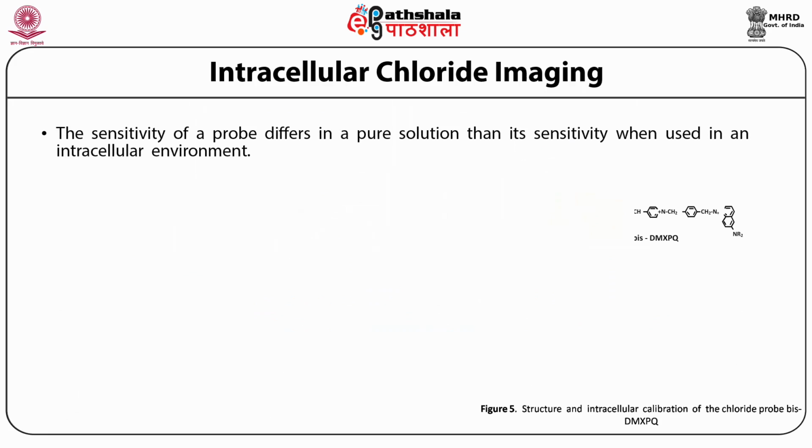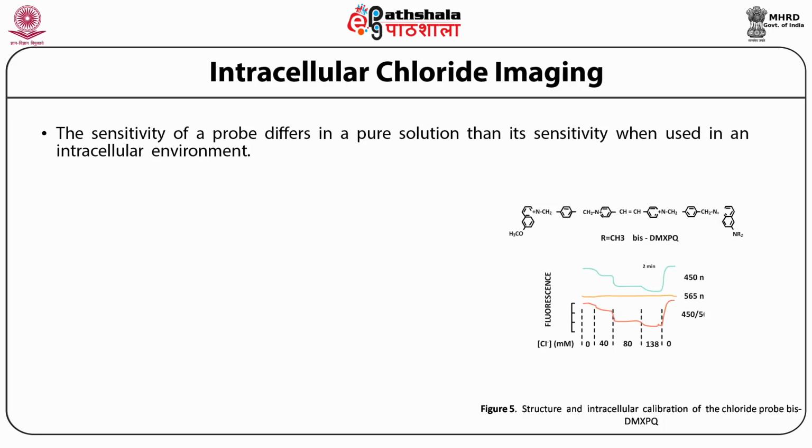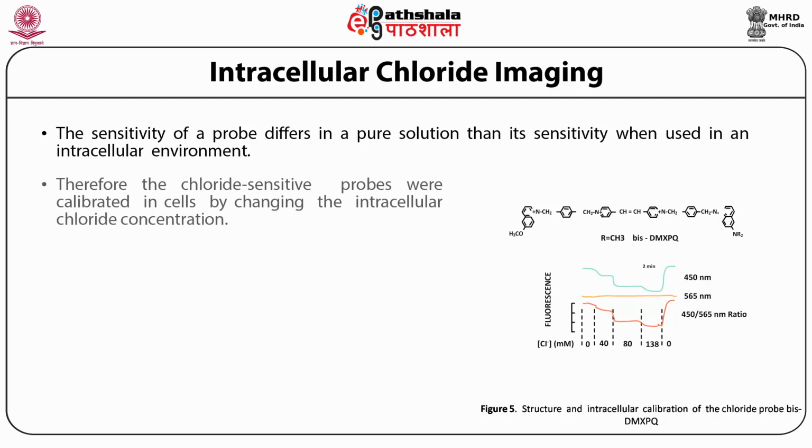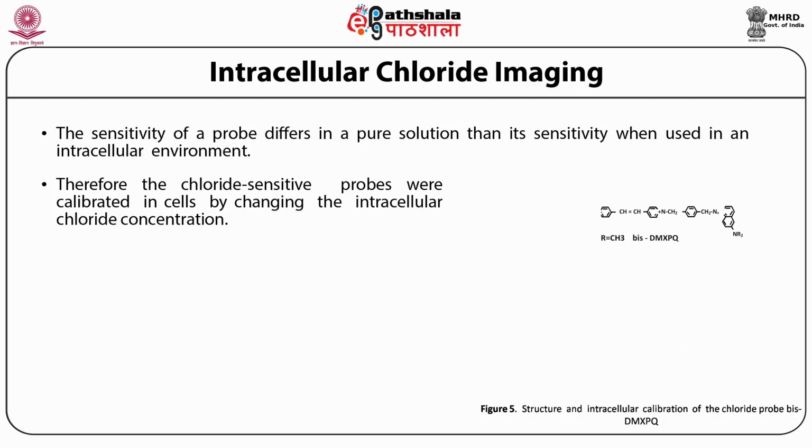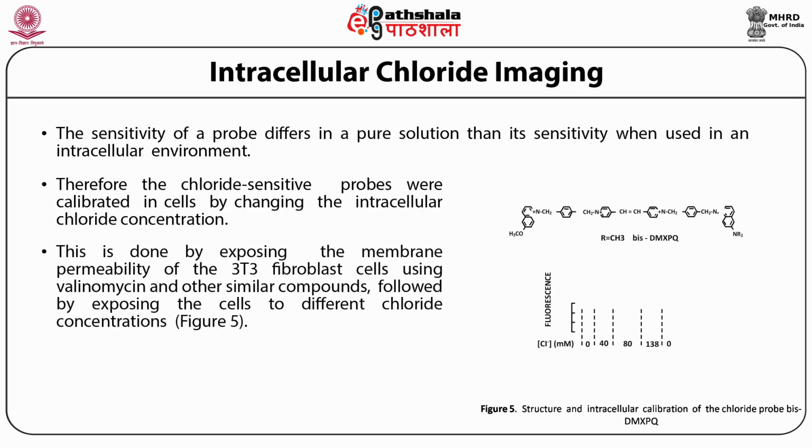The sensitivity of a probe in a pure solution differs from its sensitivity when used in an intracellular environment. Therefore, the chloride-sensitive probes were calibrated in cells by changing the intracellular chloride concentration. This is done by making the membrane of the 3T3 fibroblast cell permeable using valinomycin and other similar compounds, followed by exposing the cell to different chloride concentrations.